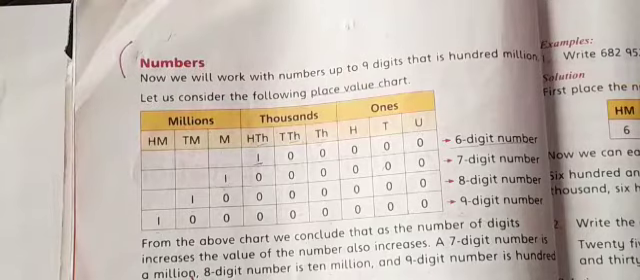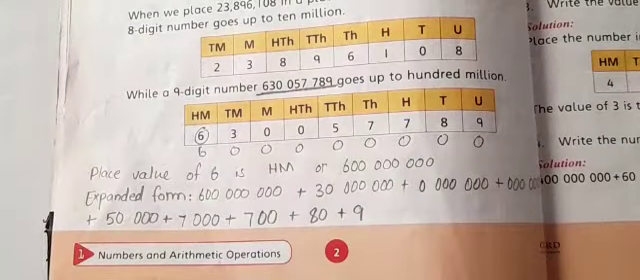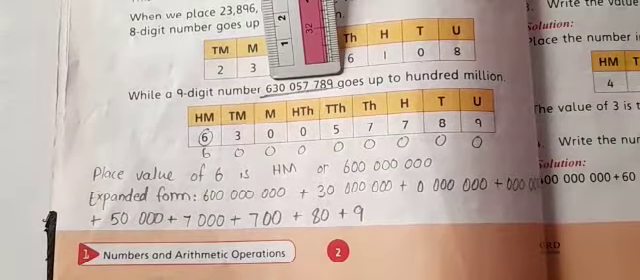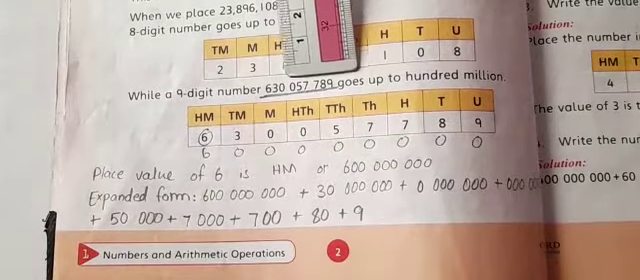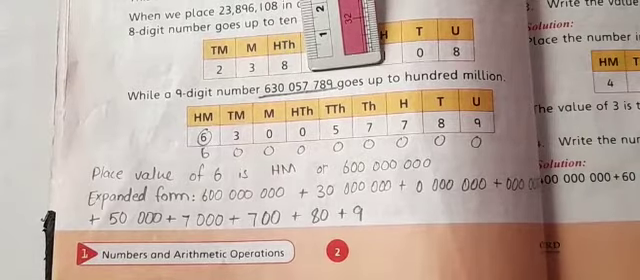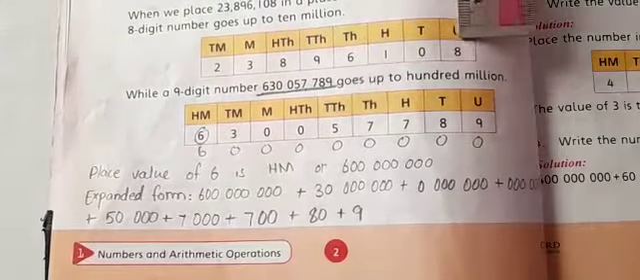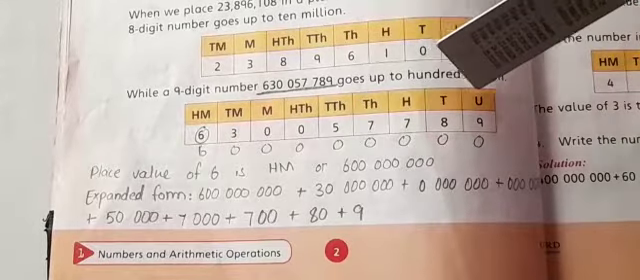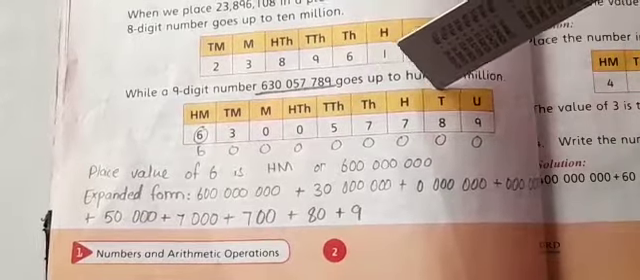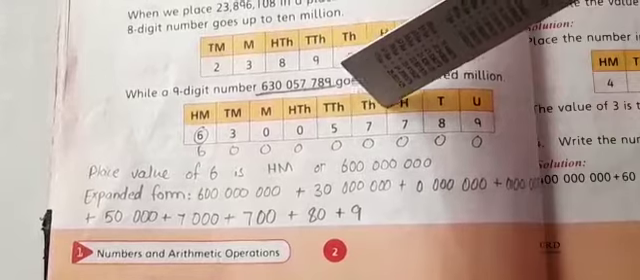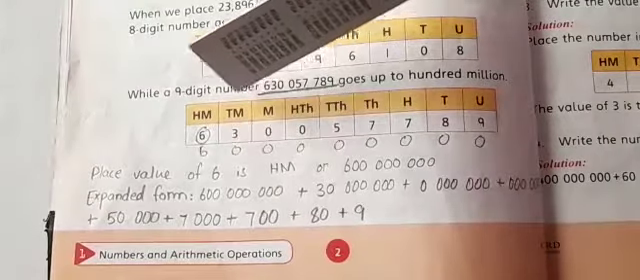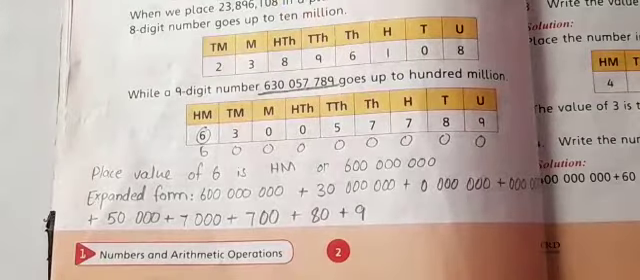Now you can see, boys, they are saying a 9-digit number is 630,057,789. Okay, it is a 9-digit number, and you can see we have here a 9-digit place value chart: unit, tens, hundred, 3-digit, thousand, 10,000, 100,000, 6-digit, million, 10 million, 100 million, 9-digit.